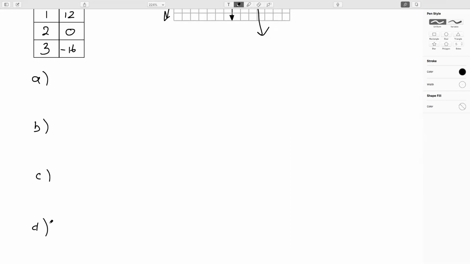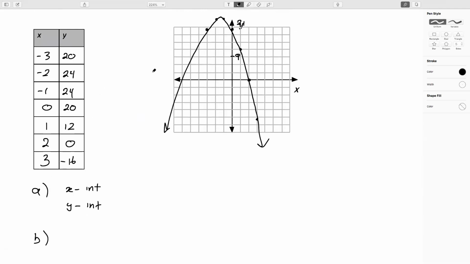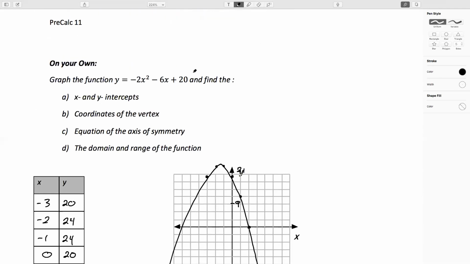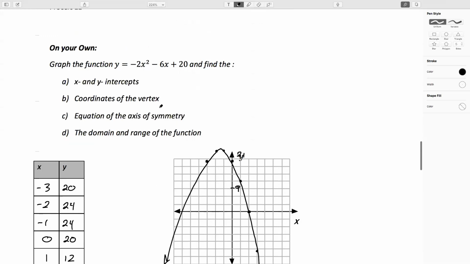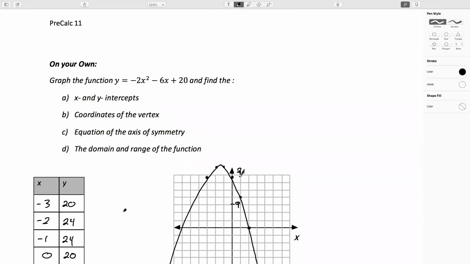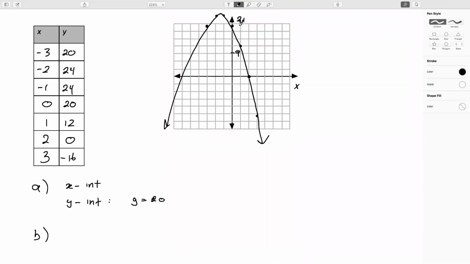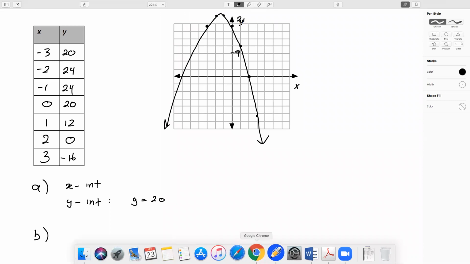So question 1A was the x-intercept and y-intercept. Now you can do these by hand. The y-intercept I know is the constant, so the y-intercept should be 20. And we know that because it crosses at 20. So the y-intercept, y equals 20. The x-intercept, we could try and factor the equation and find it by hand, but we've got graphing technology. We may as well use graphing technology.